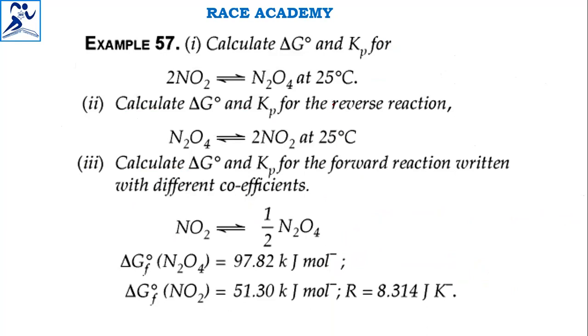Calculate delta G0 and Kp for 2NO2 gives rise to N2O4 at 25 degrees Celsius. Calculate delta G0 and Kp for the reverse reaction. And calculate delta G0 and Kp for the forward reaction with different coefficients, that is NO2 gives rise to half N2O4. They have provided delta G0 f for N2O4 and delta G0 f for NO2, and the R value also. So first we will see the first expression.